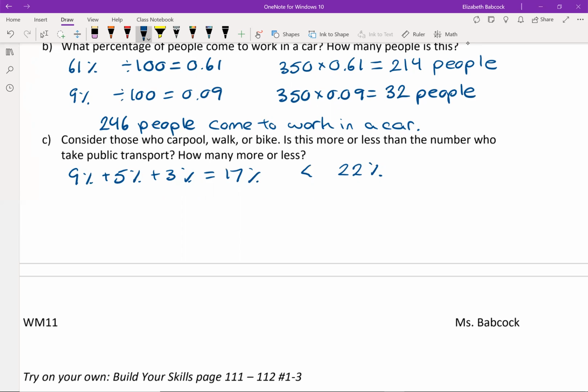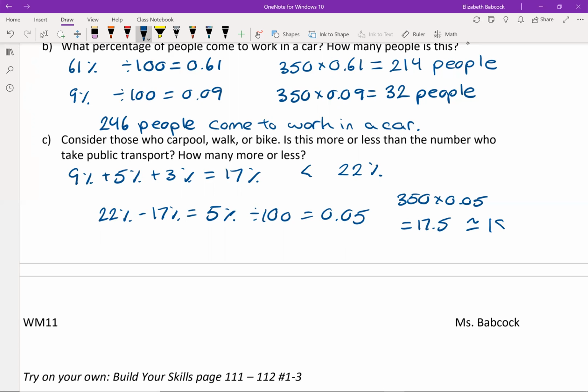How many more or less? If we look at the difference between 22% and 17%, you get a difference of 5%. So 5% divided by 100 is 0.05. 350 times, do not divide, you will get a number way bigger than your total, equals 17.5, which is approximately equal to 18 people. Okay, so that is how to read graphs and use the information that is provided.